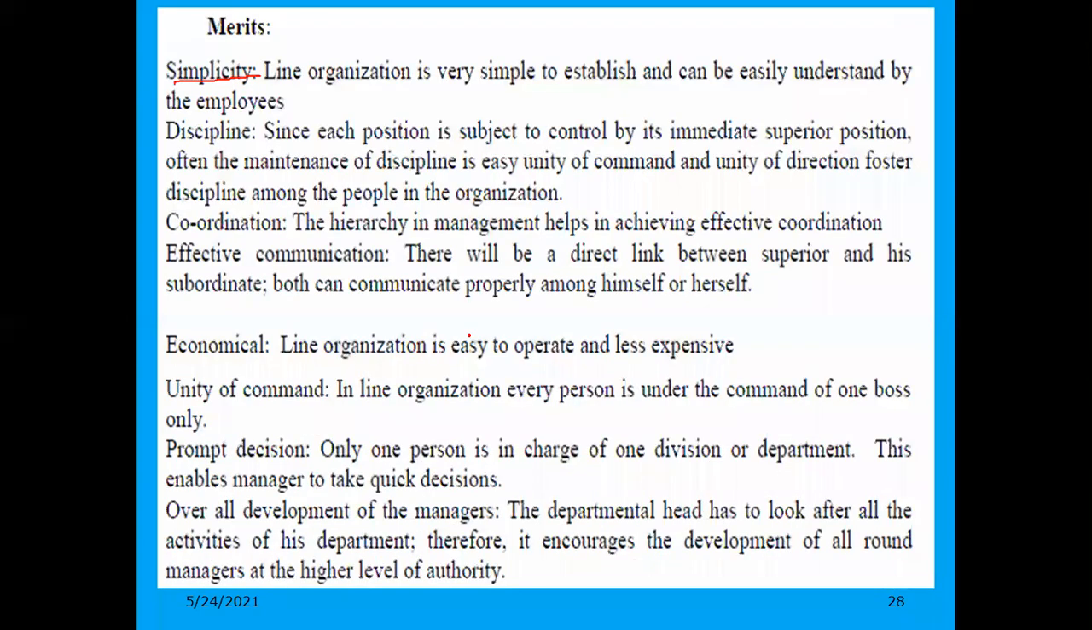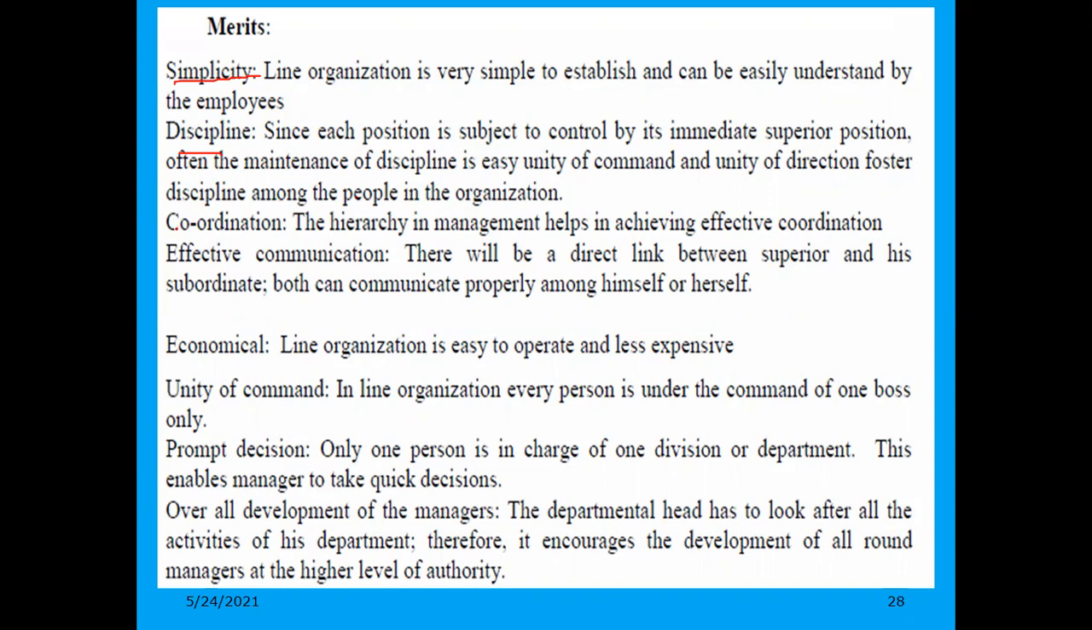Okay, coming to the merits, simplicity. So simpler in design, simpler to work and simpler to get understood. Next, discipline. Since each position is subjected to control by its manufacturer superior, so in the discipline process, unity of command and the unity of direction foster discipline among the people in the organization.